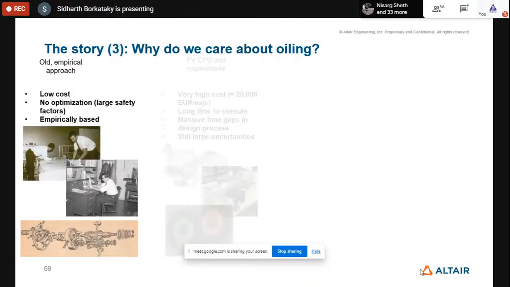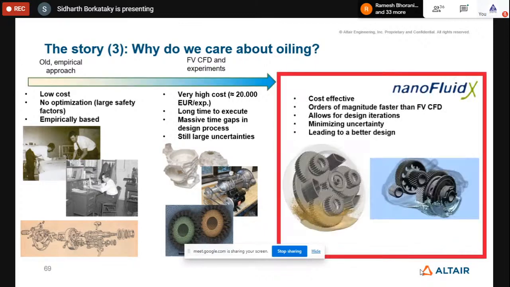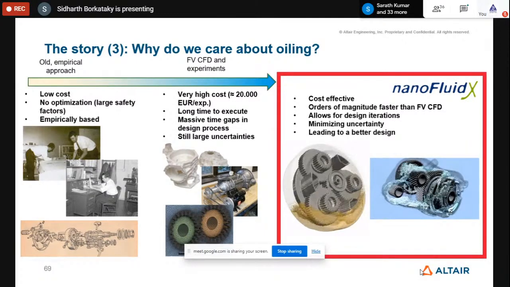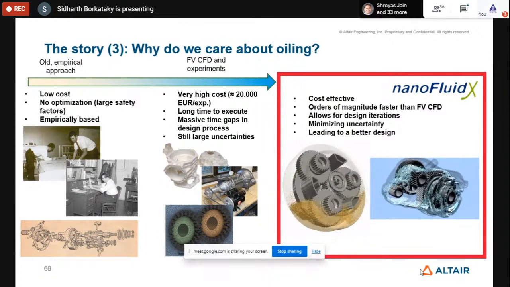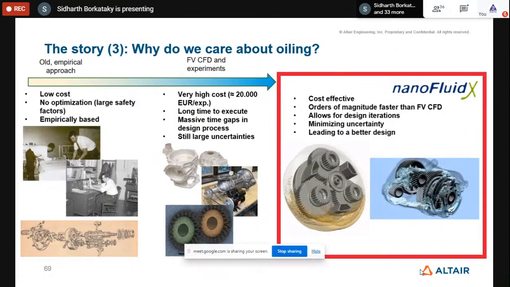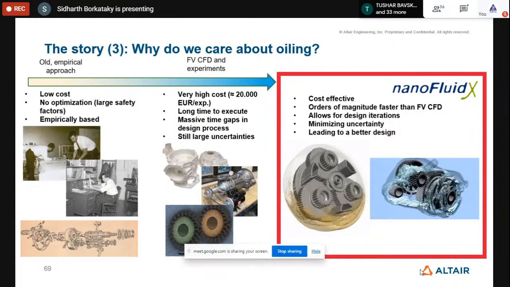So again, definitely low cost. We have computers. Finite volume-based CFD tools are there, but they are very expensive, and they take months and years to solve this kind of very challenging problem. Now, there's a tool based on smoothed particle hydrodynamics, and it takes much less time to solve such challenges. Here you see the third figure where the lubrication is being shown and how effectively it is reaching the areas where lubrication is needed, which leads to the design.